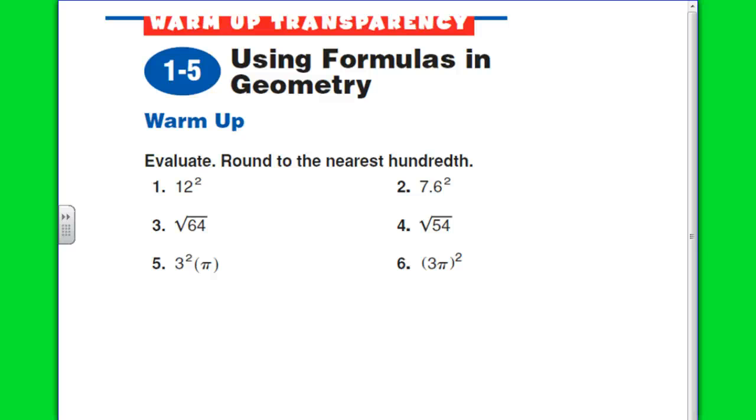Okay, geometry, we are in chapter 1, section 5, and you get to experience a live lesson with the class of 2015 today. And we're using formulas in geometry. Say hello, class. Hello. Okay.